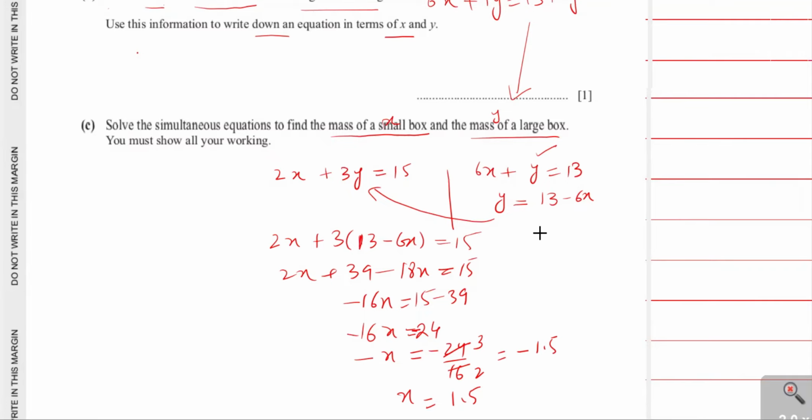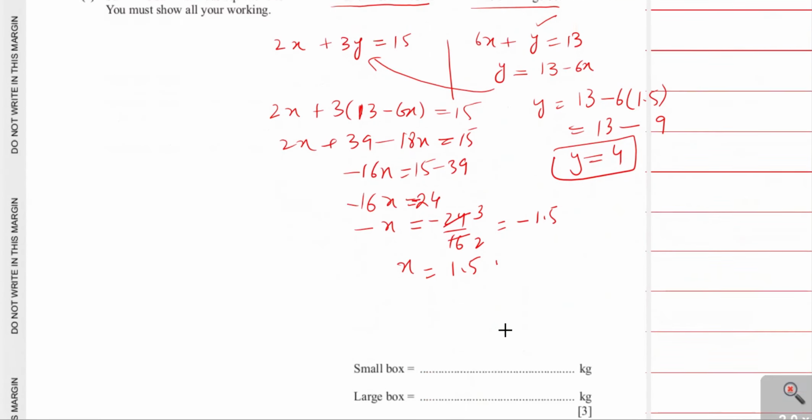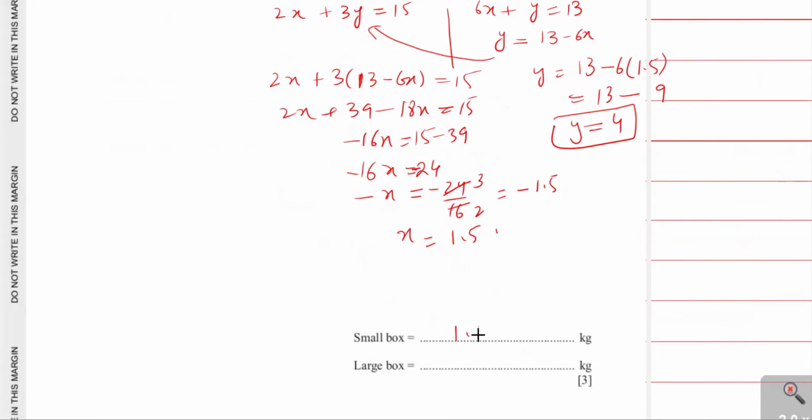The value of y will be 13 minus 6x. We write in place of x, 1.5. Therefore, this value will be equal to 13 minus 9, and this is 4. And therefore, x equals 1.5. This is the small box mass is 1.5 kg and large box mass is y. Therefore, this is 4. And this is the answer.